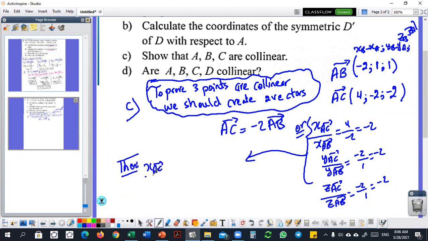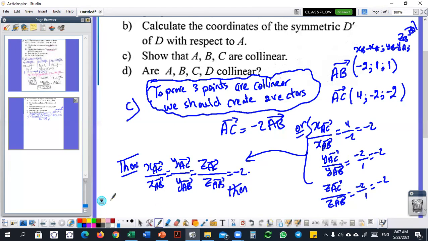Here you make the conclusion, then what? x of AC over x of AB equals what? y of AC over y of AB equals what? z of AC over z of AB, and equals minus 2. Now in any case, then what happened with us? The 3 points, which are A, B and what? And C are collinear. So you can work like this.